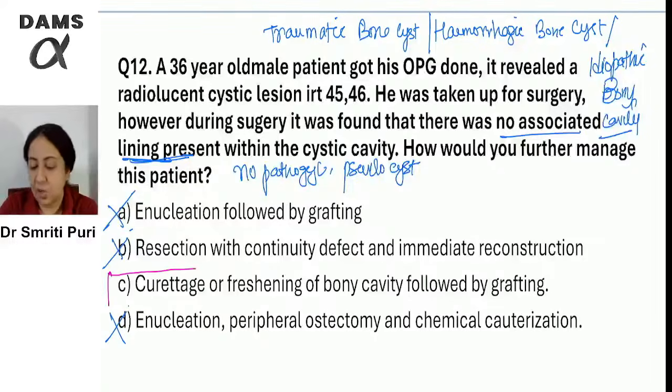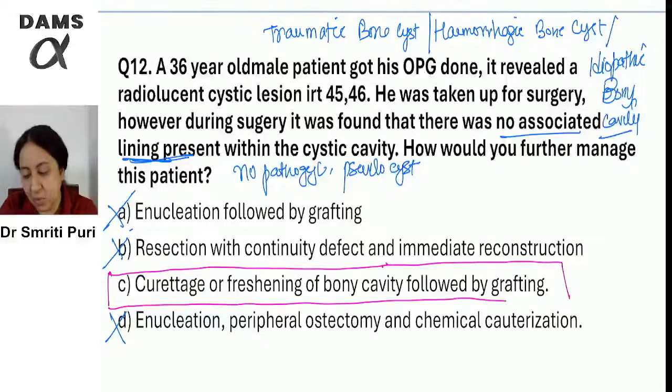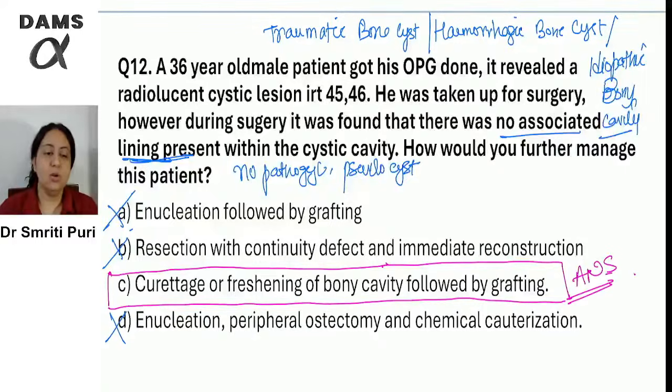So the best option is curettage or freshening of the bony cavity. That is, you induce bleeding inside the bony cavity so that blood fills the cavity and bone regeneration happens. If the bony cavity is large, you can also place a bone graft so that bone formation takes place. If you remember my chapter, treatment of specific cysts of the oral cavity, please do revise that portion. This topic has been repeated over the past 2 to 3 years in the NEET exam.